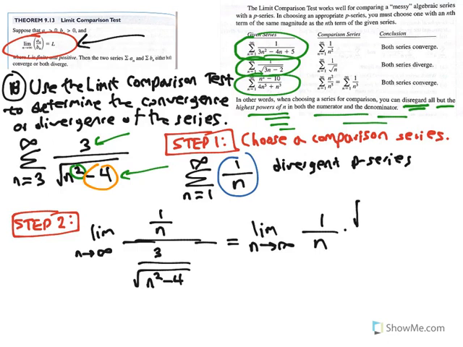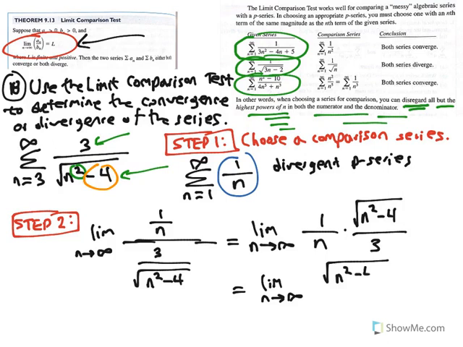So how do you do that? You multiply by the reciprocal, and that would give us the limit as n approaches infinity of the square root of n squared minus 4 over 3n. One thing that you can do is factor out the constant factor of 1/3. And if you factor out the constant factor of 1/3, then that would give you the following.